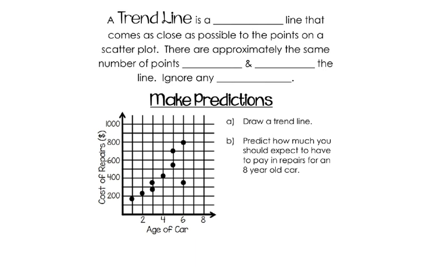Okay, so now we're going to look at what we call a trend line. A trend line is a straight line that comes as close as possible to the points on a scatter plot. There are approximately the same number of points above and below the line. Ignore any outliers.